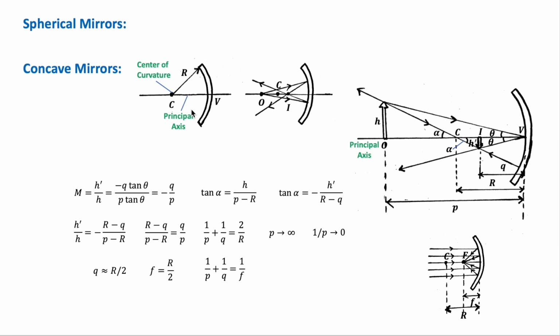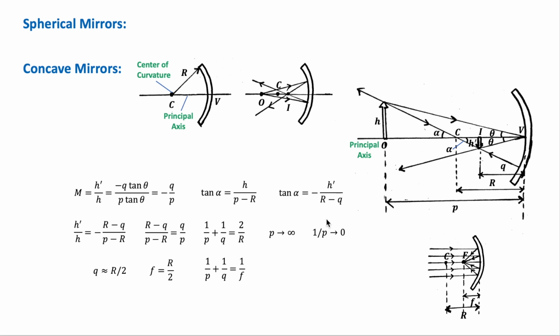So the radius of curvature of the mirror is R, and its center of curvature is C. And point V here is located at the center of the spherical segment. And the line passing through C and V is known as the principal axis of the mirror, okay?